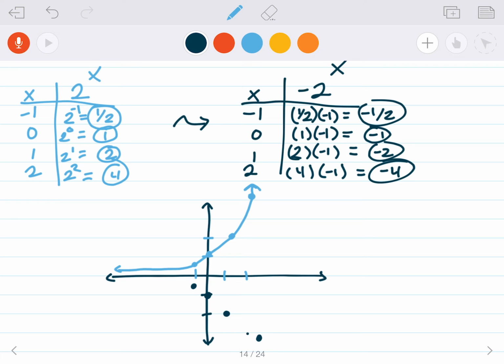So hopefully you guys are seeing that this thing is going to hug the x-axis just like that. Again, it's going to have the same asymptote because we're not shifting this thing vertically. We're simply reflecting it across the x-axis. So hopefully you guys can see the mirror image here. So this is y equals -2 to the x, and this is our parent function y equals 2 to the x right there.